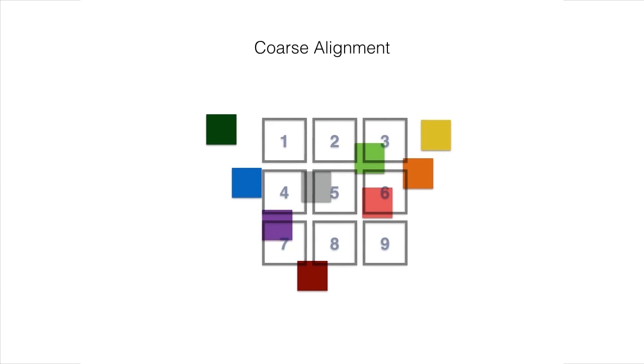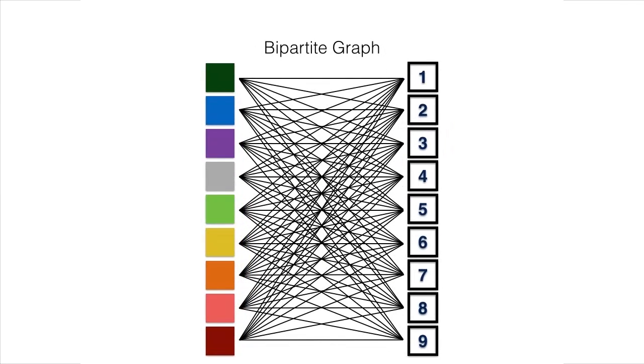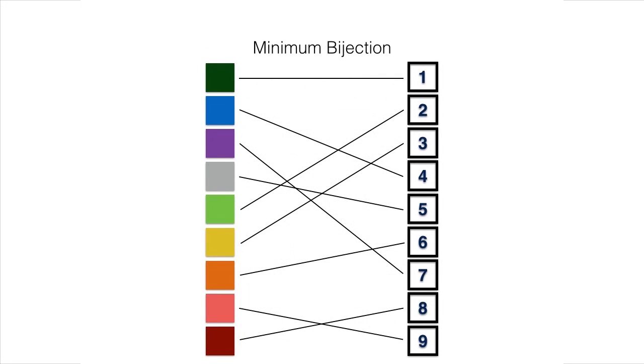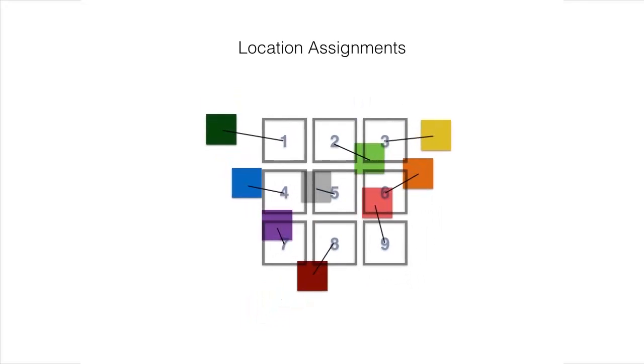We coarsely align the target arrangement to the bounding box of the IsoMatch output while ignoring outliers. We produce a bipartite graph between the images and the target locations where each edge is weighted by the Euclidean distance between the image and the location from the coarse alignment. The minimum bijection of this graph can be found via linear programming and represents the optimal assignment of images to locations, minimizing the aggregate displacement. This assignment determines our output arrangement.